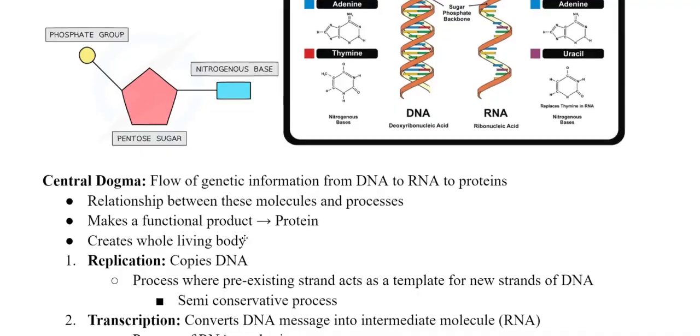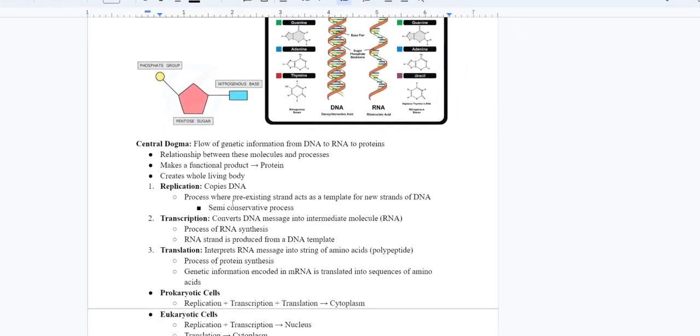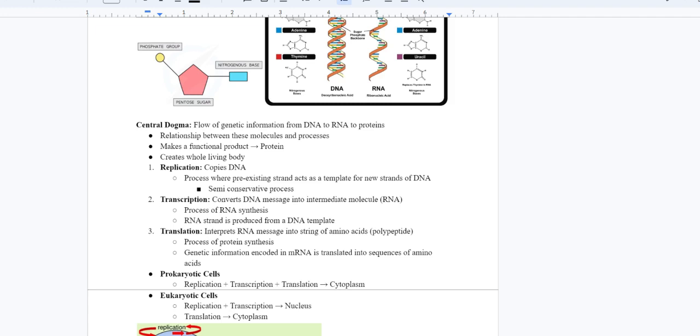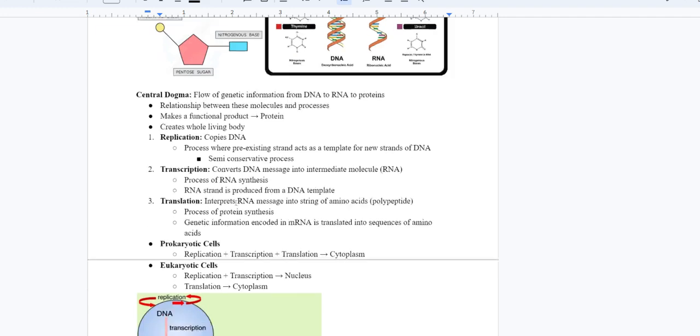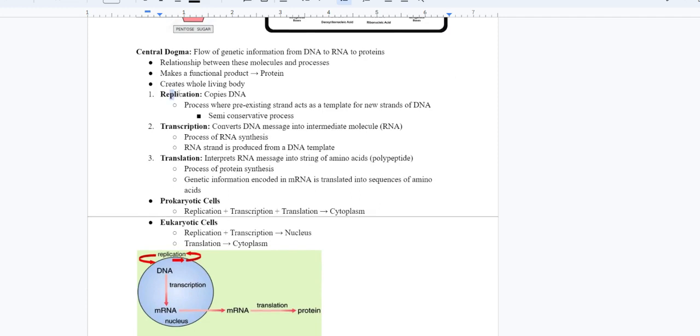Now, the second is this thing called central dogma. So central dogma, essentially, is the flow of genetic information from DNA to RNA to proteins. In other words, it's like the relationship between the molecules and the processes. And the final product that comes out from central dogma is protein. And protein is what creates the whole living body. So there are three stages: replication, transcription, and translation.